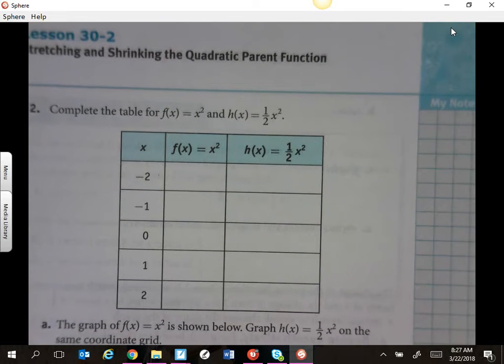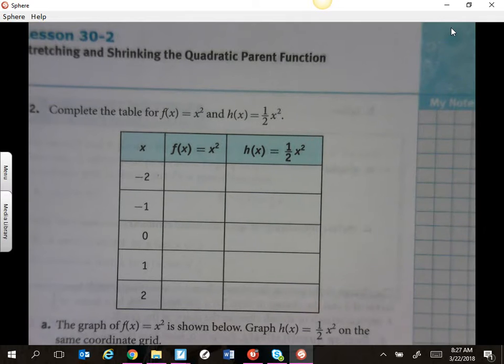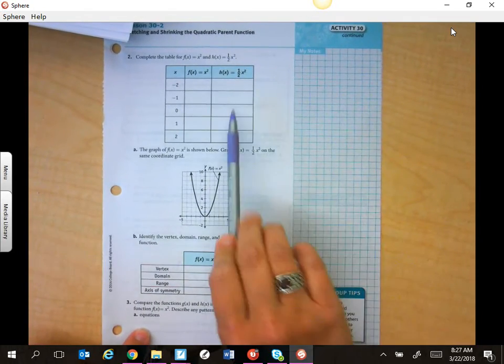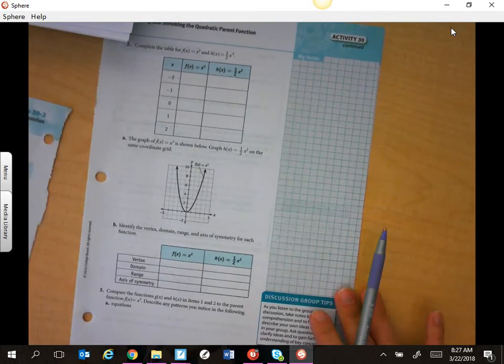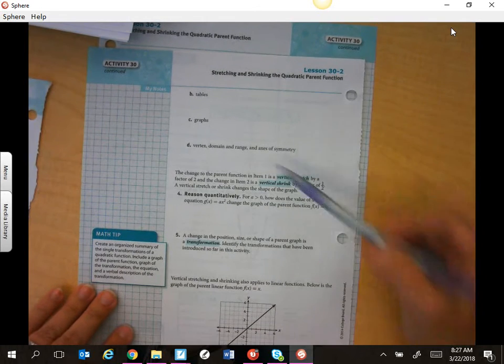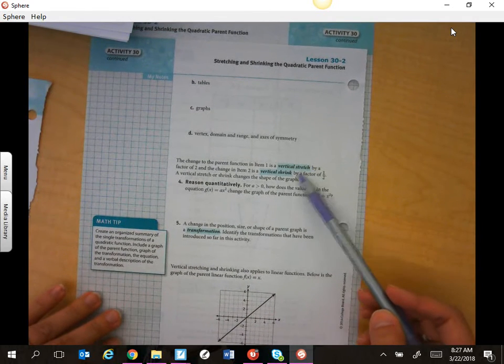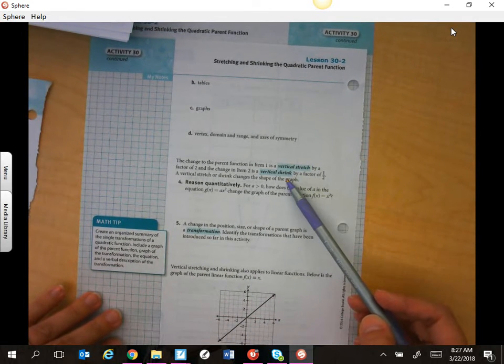And then it wants you to do the same thing with the 1/2. So hopefully you're going to see a pattern emerge. I'm going to ask that you work on page 441, which is this page with the 1/2, and then down here when you get to number 3, you're going to compare this 1/2 to the 2x squared that we just did, and then it talks about tables, graphs. How are these things comparing? Then it talks about exactly what we call this vertical stretch and vertical shrink and transformation.